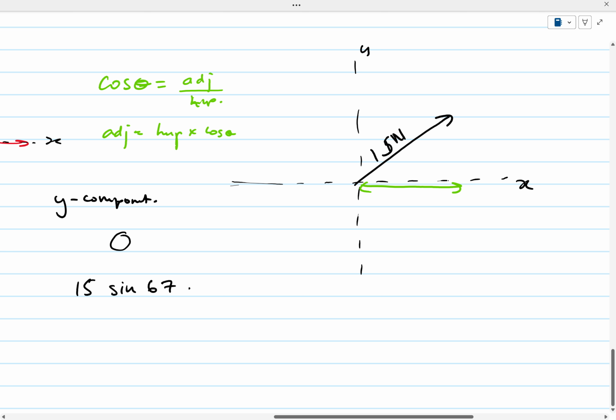We can break the vectors down into components. How much of this 15 newton vector is in the x direction? How much of this 15 newton vector is in the y direction? Do you understand that part? Breaking it down into components. Do you understand that part?